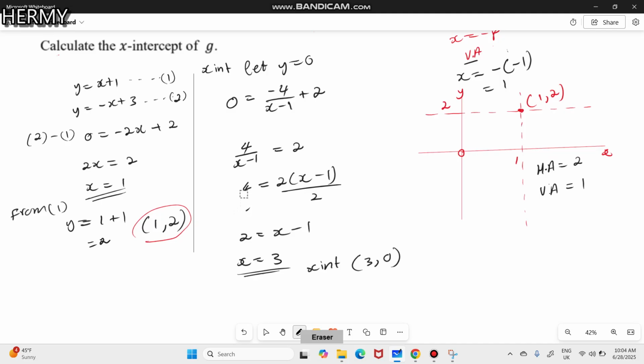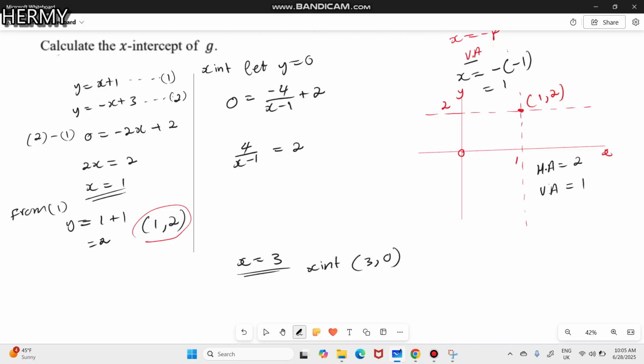Here, if you don't want to divide, you can just quickly say 4 equals 2x minus 2. Then take the 2 this side. It gives you 6, not 2. It gives you 6, then when you divide, it will give you 3. So it's the same thing.